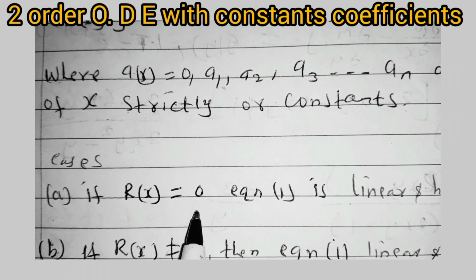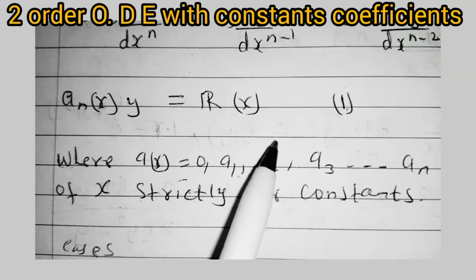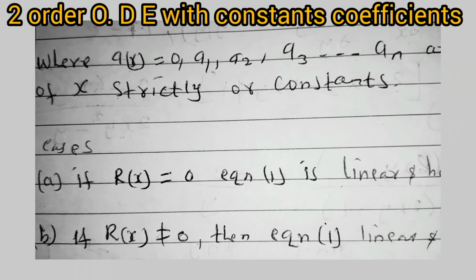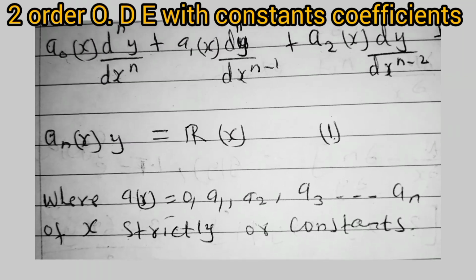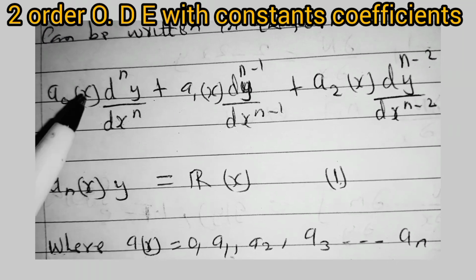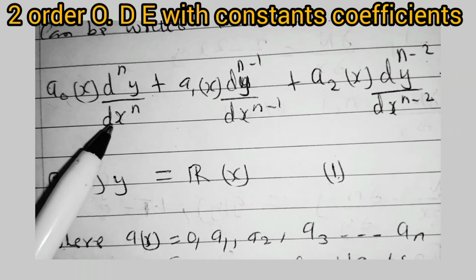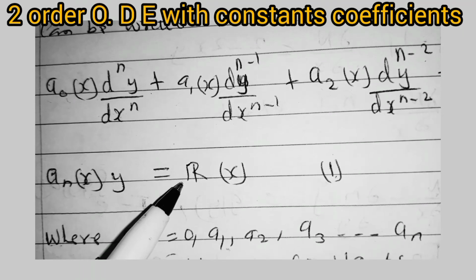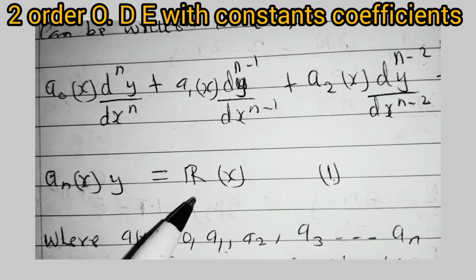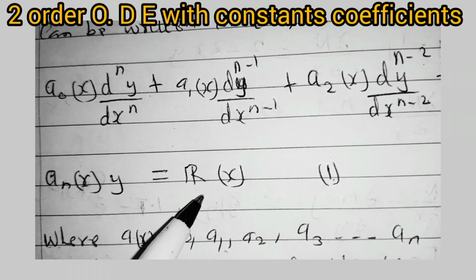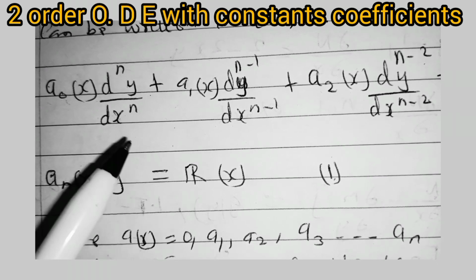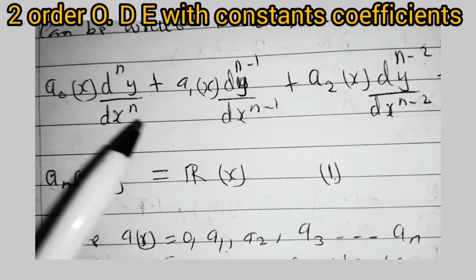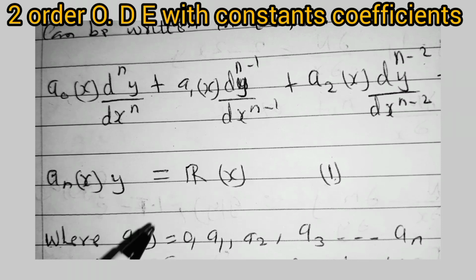So when r of x, that is the part on the right-hand side, is equal to 0, it means that our equation is a linear and homogeneous equation. In the case where r(x) is not equal to 0, then this equation is linear but non-homogeneous. If r(x) is not equal to 0, it implies that this equation is linear but non-homogeneous.